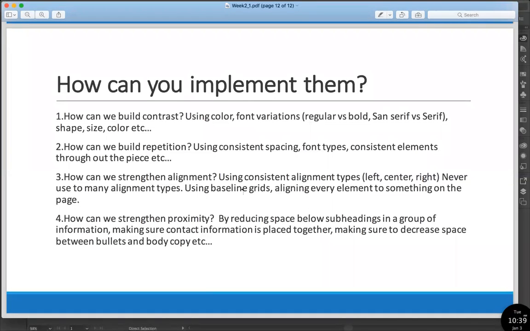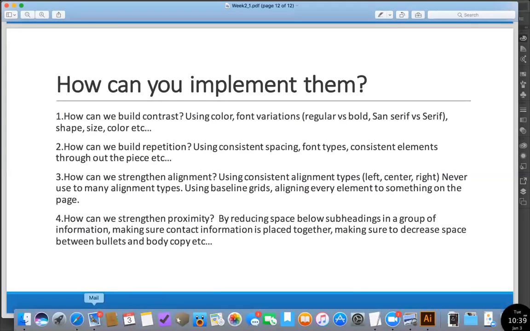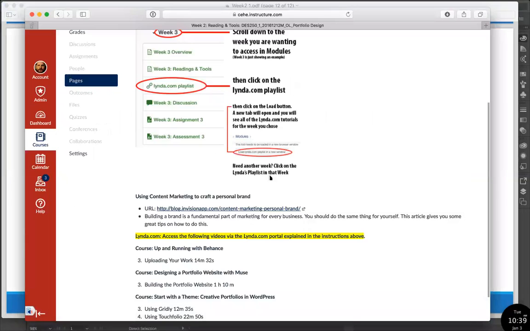So those are things that we need to keep in mind as we are working on these things for the week. Now let's take a look at our actual work for the week.